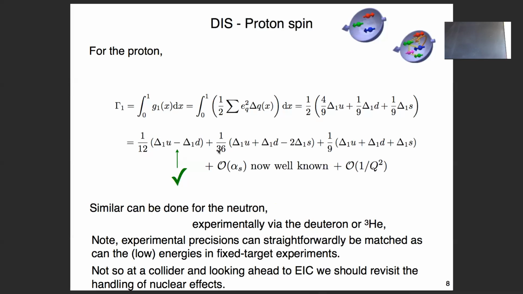Nevertheless, doesn't matter. Maybe more importantly, as precisions go up in all of these existing combinations of different targets, the precision is thought to be not such that we need to worry too much about nuclear effects. And maybe looking ahead to an EIC, we should revisit that. Precisions will go up.